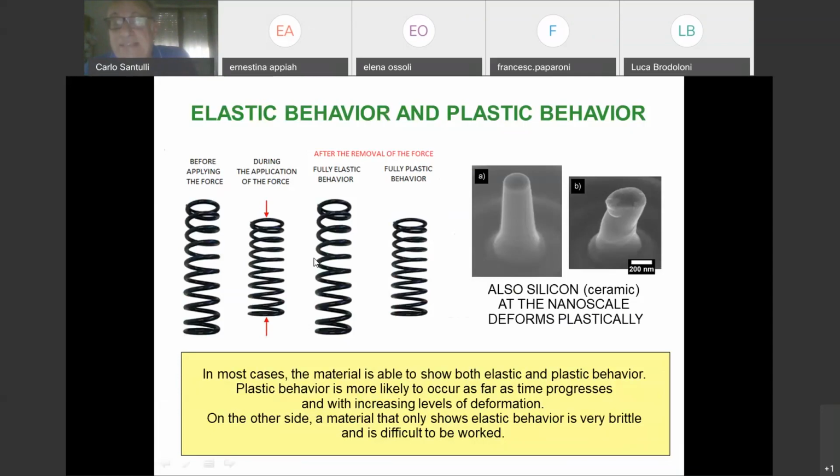Or you can make some small structures in ceramic which are not loaded that much. You wouldn't make a spring in ceramic because it involves loading and unloading and so on. Okay, this is basically what you already know.